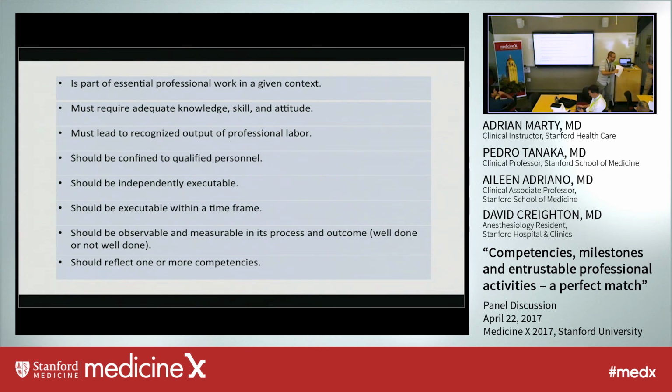So you start with smaller ones, like the core EPAs they use for undergraduate medical education, taking a blood pressure or doing a patient assessment. These are really small EPAs, and then you can build on them and define them bigger in the long run. So what is your EPA that you came up with?